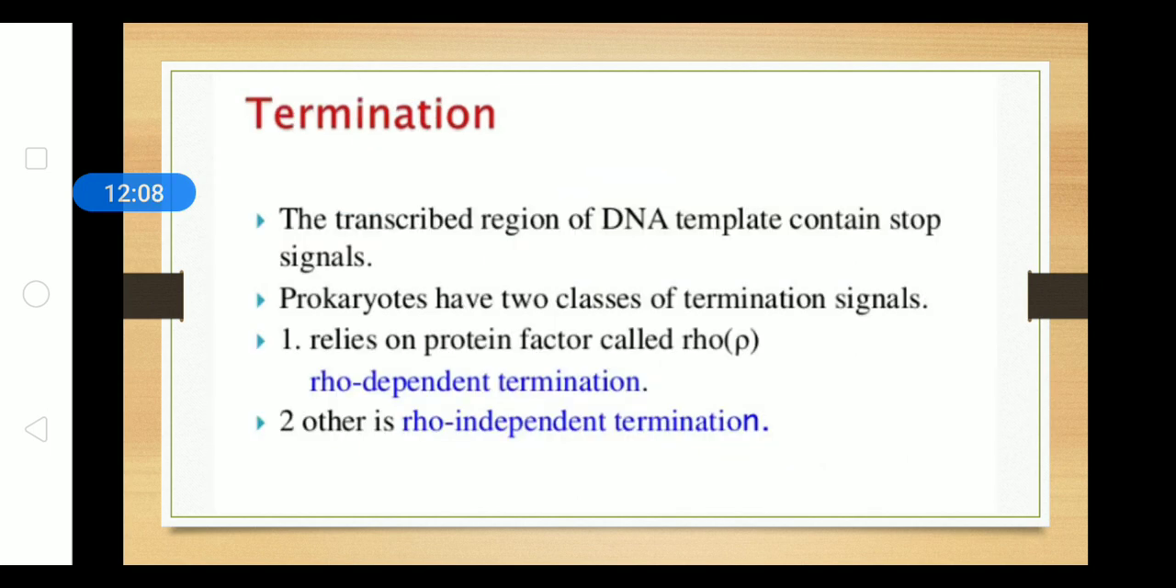The final stage of transcription is termination. Now termination means the end of any process. As I already said, any process which starts will have to end at a stage. Now how does the termination occur? There are two types of termination. One is rho dependent, another is rho independent termination. So let us discuss them one by one.